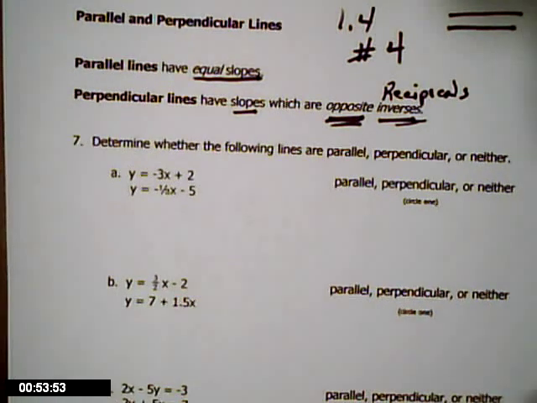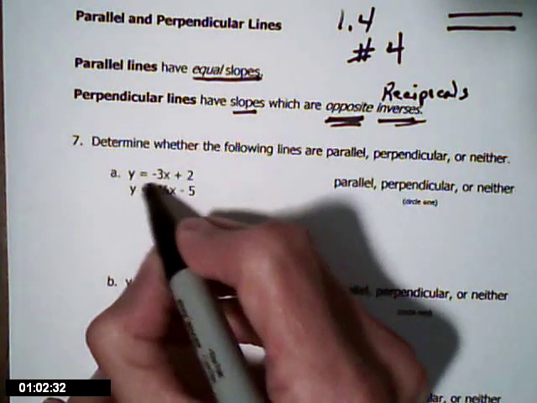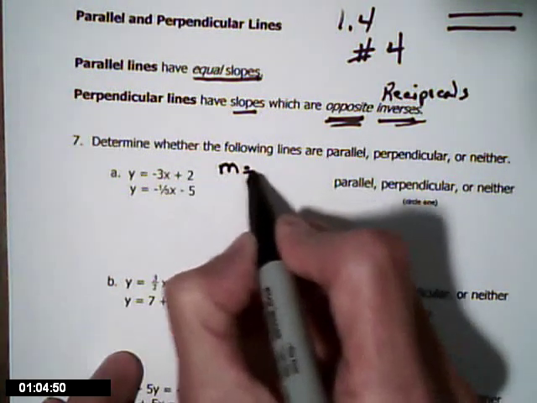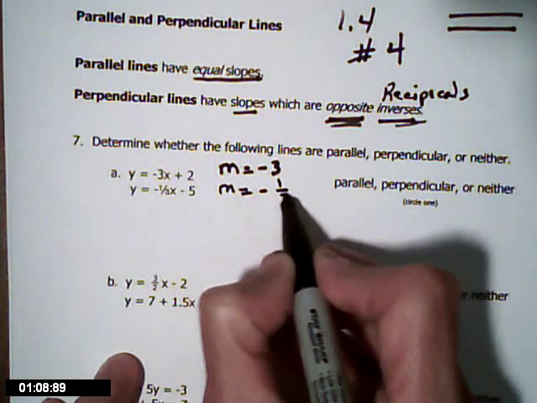Let's look at these problems in number 7. Determine whether the following are parallel, perpendicular, or neither. Now remember, we're looking at slope. In the first problem, it's already in slope-intercept form, so the slope is -3. In the second one, the slope is -1/3.